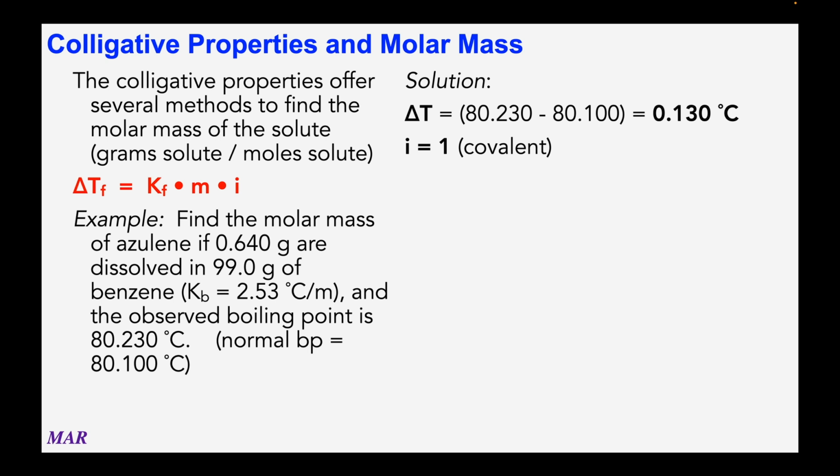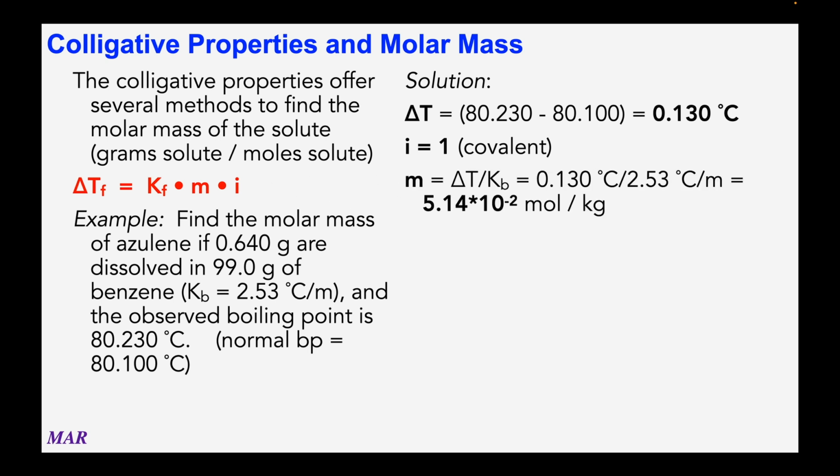So let's figure out how this works. Delta T equals K times m times i is the big expression. Delta T is the difference between the boiling points, and when you do that for benzene here, it comes out to be 0.130 degrees Celsius. Now, i is just 1 because these things are all covalent, so we don't have to worry about that. And also, we have the K value there. It's a Kb value. Oops, that says Km, that's a typo, sorry about that. It's a K value, that's the important part. You don't need to worry about b's and f's like I do, obviously, as your instructor. Anyway, we can solve for m.